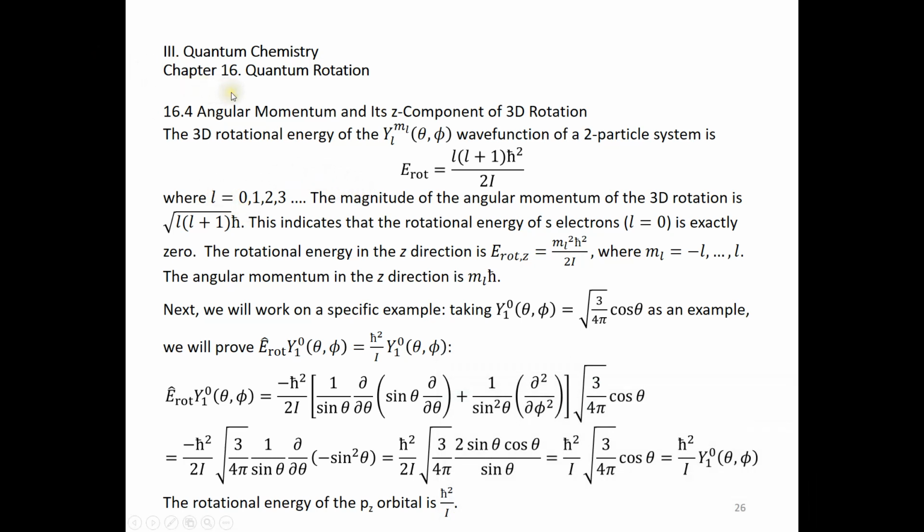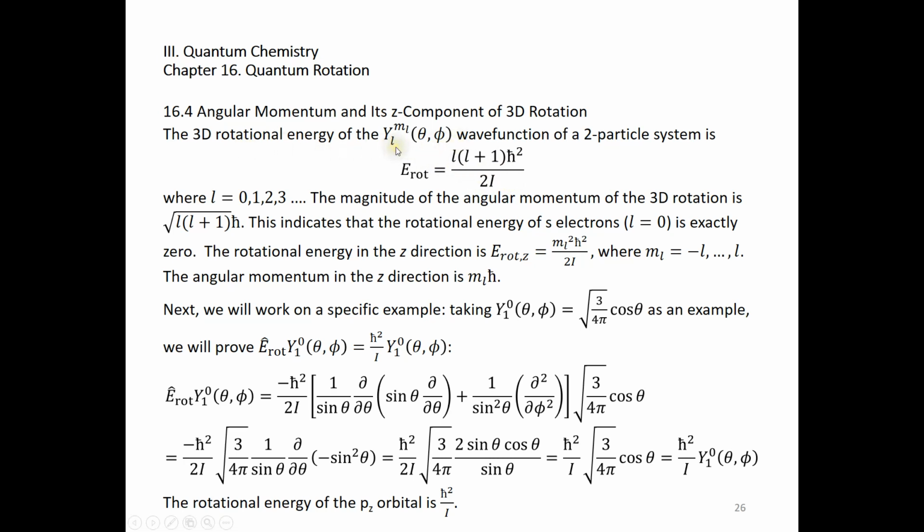Chapter 16, Quantum Rotation. Section 16.4, Angular Momentum and its z-component of three-dimensional rotation. The three-dimensional rotational energy of this wave function of a two-particle system is L times L plus 1 times h bar squared over 2I. I is the moment of inertia. L is the angular momentum quantum number.